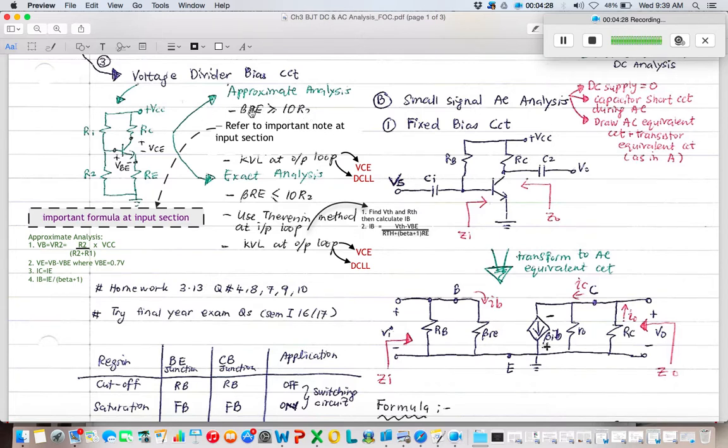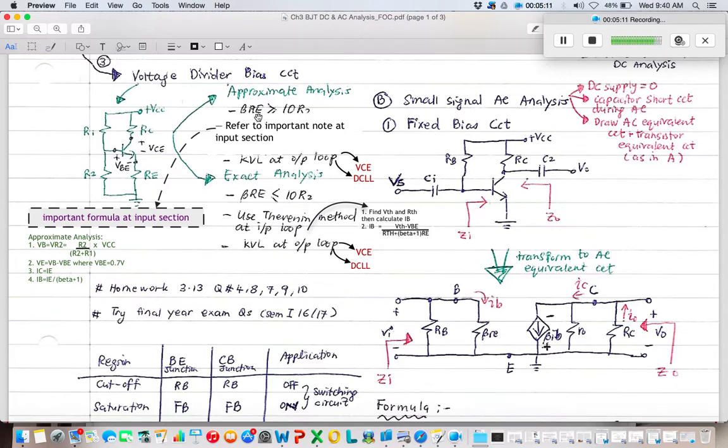So this one you need to remember: beta RE, is it greater or less than 10 R2? If you find out that beta RE is greater than 10 R2, you need to use approximate analysis. Otherwise, if the value is smaller than 10 R2, you need to use exact analysis. In this analysis, you have to apply the Thevenin method. Before I proceed with this one, let us discuss first the approximate analysis.